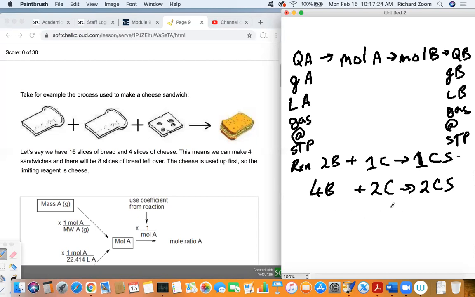So if you've got 4 bread, 2 cheese, we get 2 cheese sandwiches. And usually people don't have a problem with that. Now, what if we did something like this? Let's say I've got 10 bread, and now I've got 4 cheese. How many cheese sandwiches can I get now?